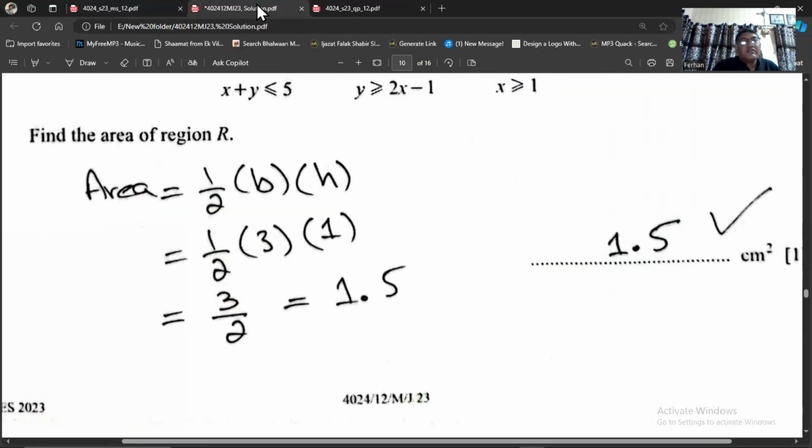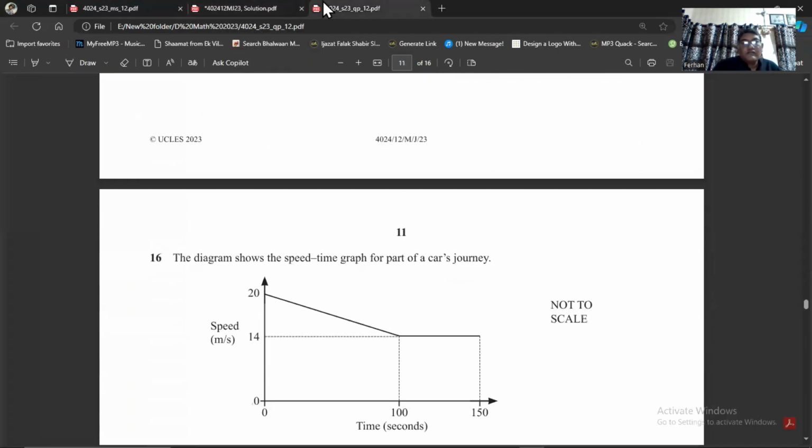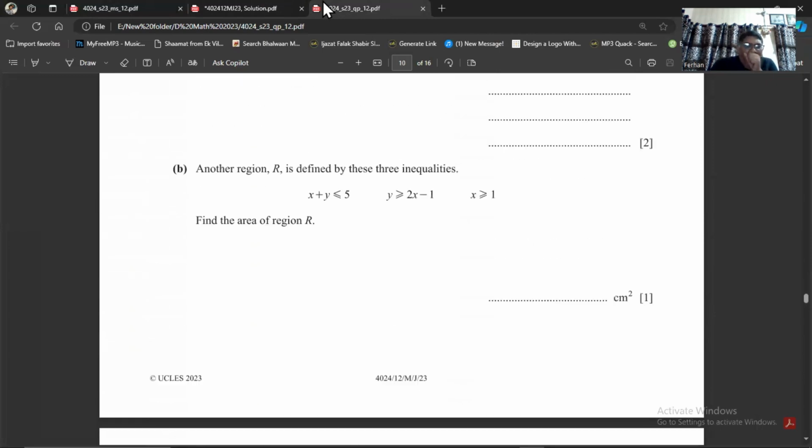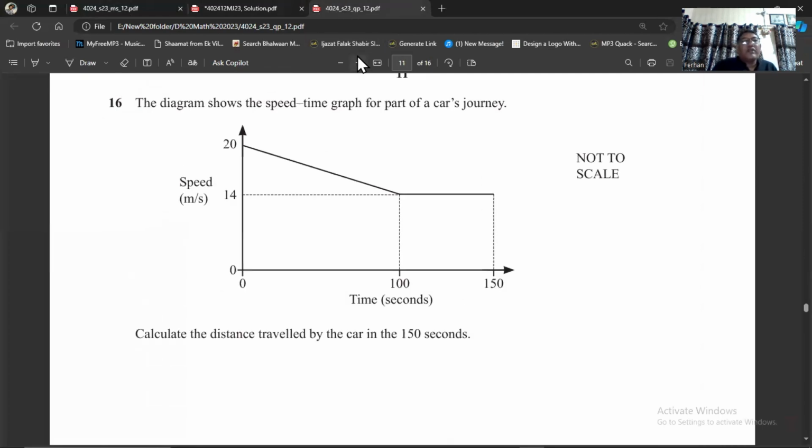This is how this is done. Question number 16 coming up on your screen. He says that the diagram shows the speed time graph for part of a car's journey. On the y-axis the speed is represented, on the x-axis the time is represented. The question is, calculate the distance traveled by the car in 150 seconds.